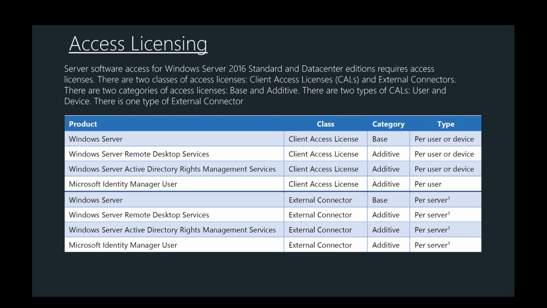You would then potentially want to have a look at the external connector for Remote Desktop Services if actually you're looking to provide a desktop to those non-employee users. Again, that would be additive with that Windows Server external connector as that base license, and then the other RDS services or rights management all being additive, obviously on top of that.